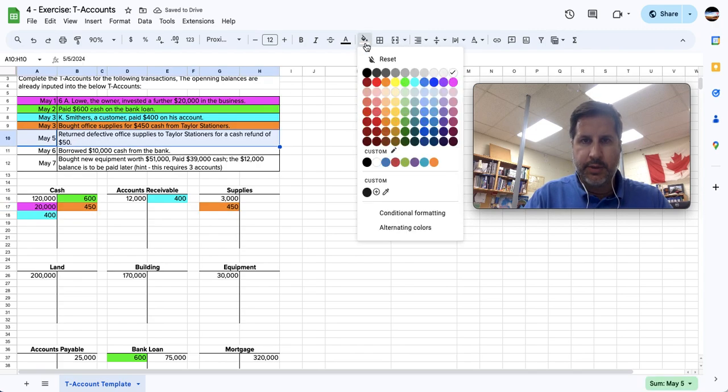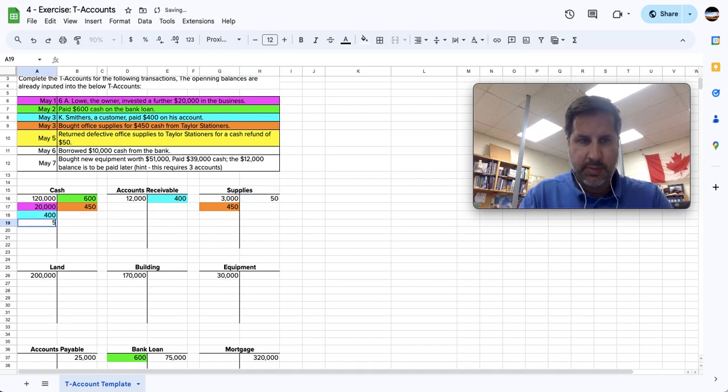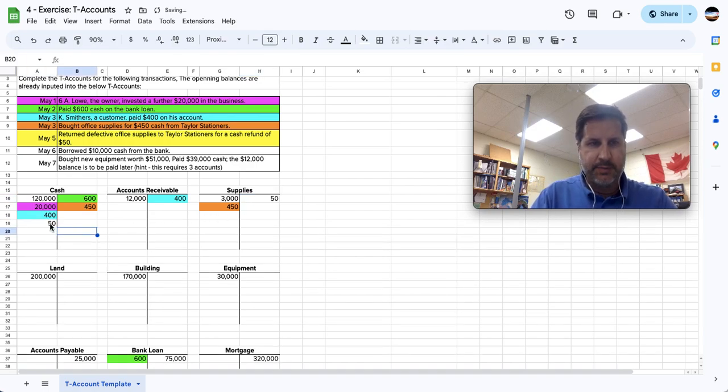No, boy, I'm returning some stuff. Oh my gosh, did I really? Okay, so I returned defective supplies. Shouldn't surprise me, I actually wrote this out, so there's really nothing surprising here. So I returned $50 in defective supplies. So I have $50 fewer in the value of my supplies, and because I got a refund, that goes back into my cash.